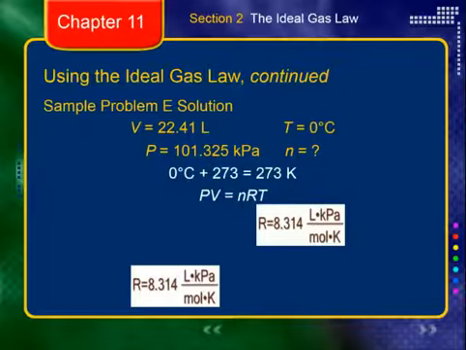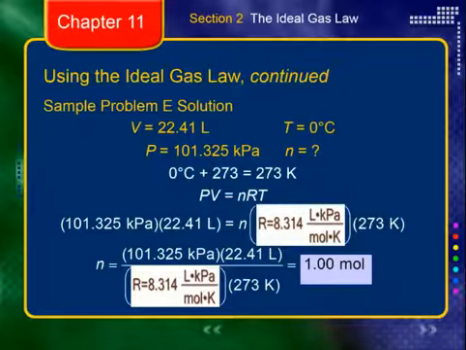So let's get down what we know. We know that the volume is 22.41 liters. We know that the pressure is 101.325 kilopascals, right? Because that's 1 atmosphere of pressure. It's equivalent. We know that the temperature is 0 degrees Celsius, and we're being asked to find the number of moles of gas present. Now, whenever we do a gas law problem, the temperature has to be the absolute temperature, meaning it has to be in kelvins. So we're going to convert that 0 degrees Celsius into 273 K.